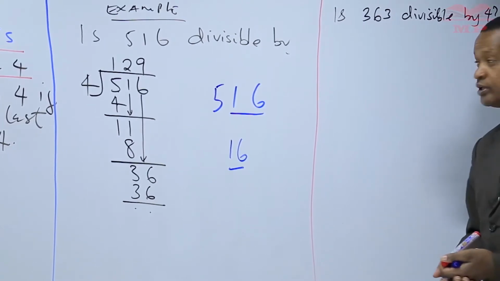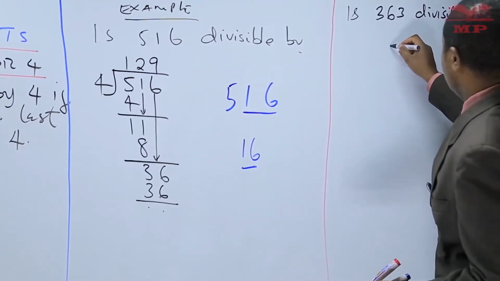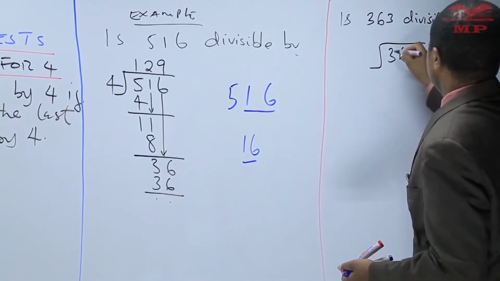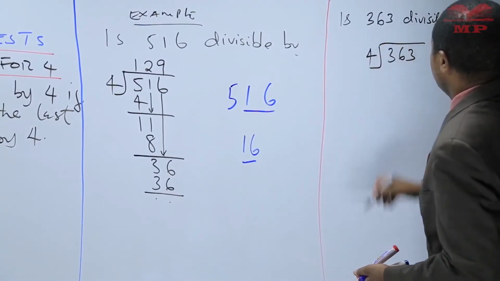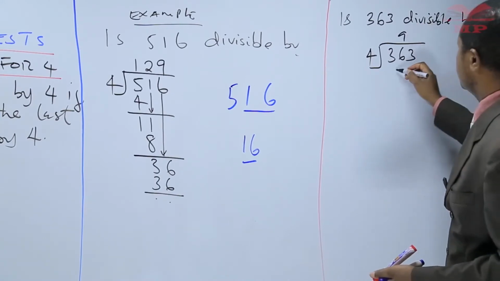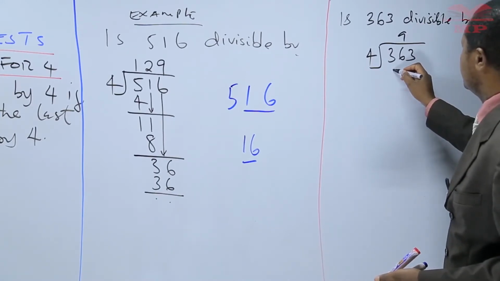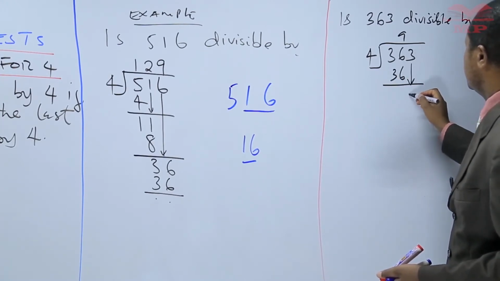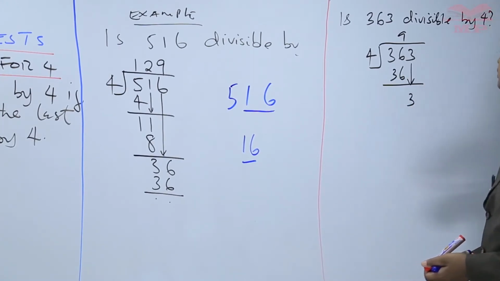Let's try the long method first. 363 divided by 4. 4 goes into 36 9 times. Then here we have 36. Bring down this 3.